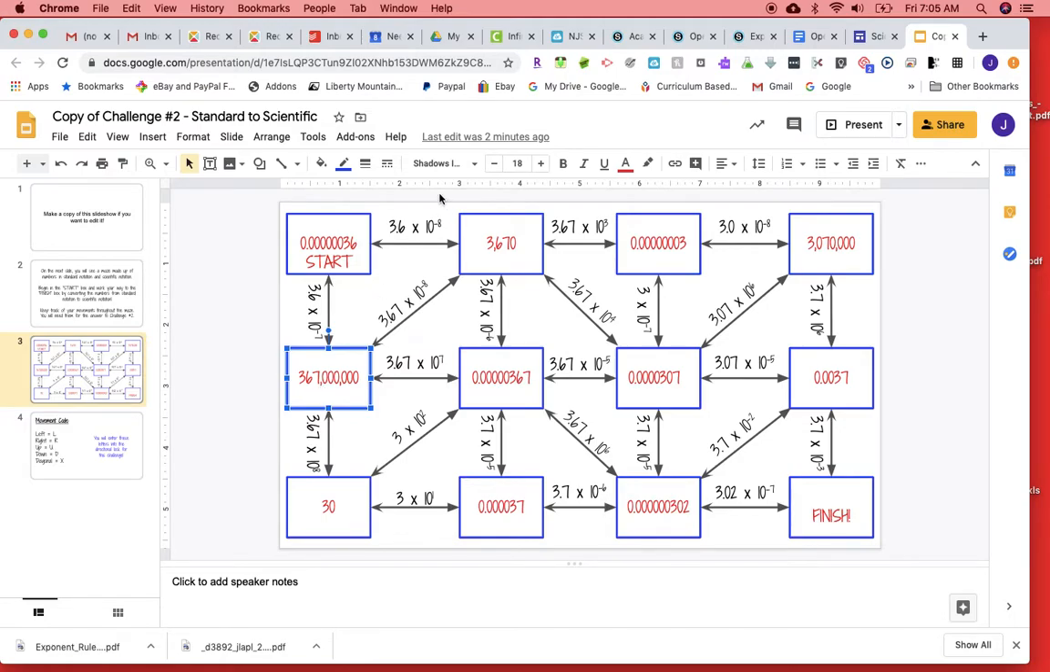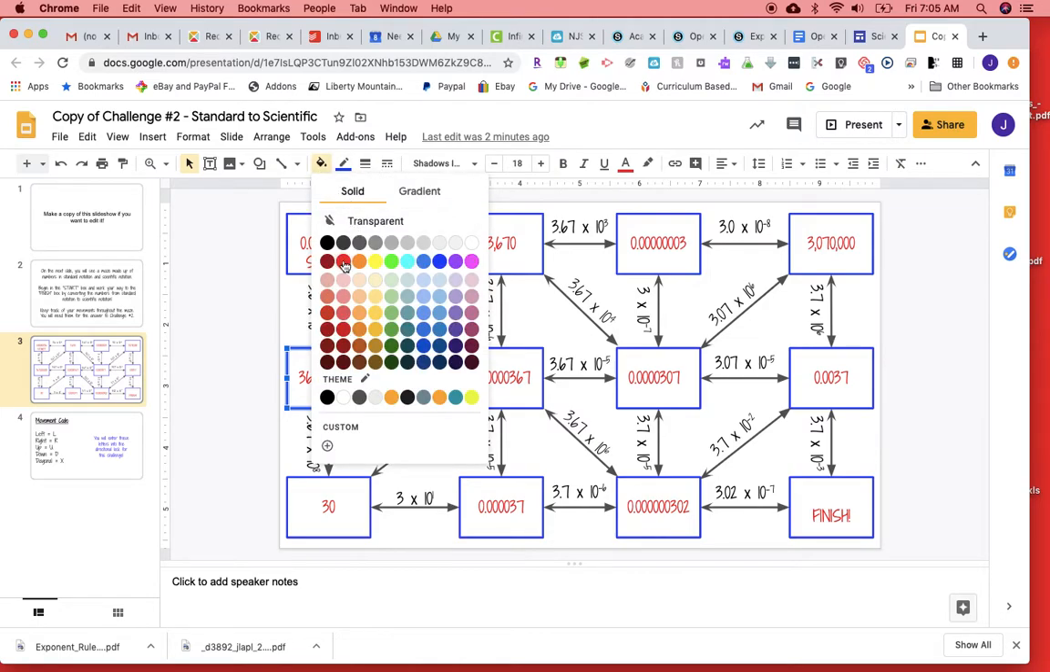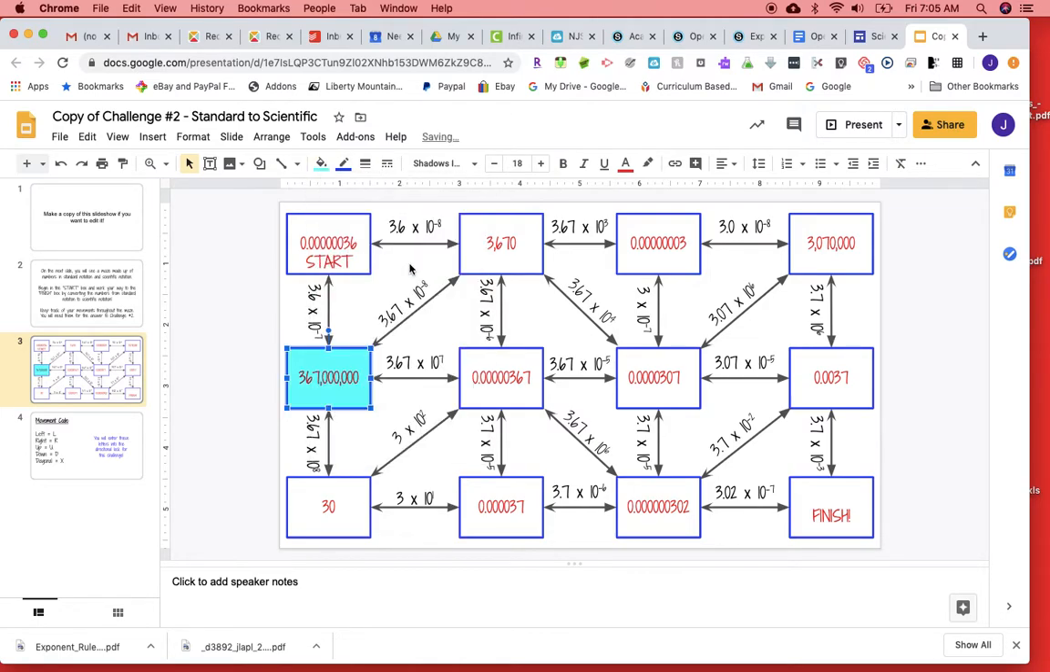So I'm going to fill that in. Let's make it blue. All right, so that tells us we went down. Now we have to look at what answer this is going to be.